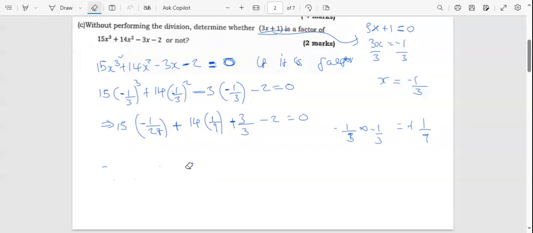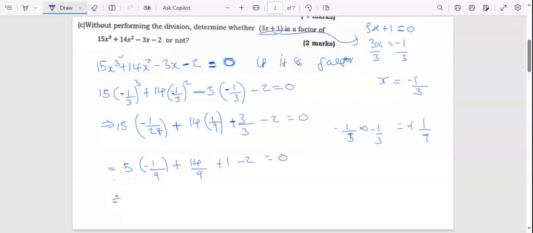So from there, 3 into 15 will be 5, open bracket, -1, 3 into 27 will be 9, like that. Then plus 14 over 9. We don't have a number that we can divide into that. Then this one is 1, plus 1. Then minus 2 is equal to 0. We want to see if it will give us 0, then we'll say it's a factor, all right?